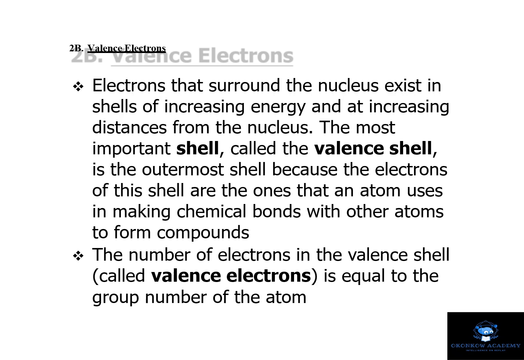Now, a crucial concept: valence electrons. Electrons orbit the nucleus in shells of increasing energy. The outermost shell, called the valence shell, is the most important because these are the electrons an atom uses to form chemical bonds. The number of valence electrons equals the group number of the element on the periodic table. Yes, that is very important. This is why group number matters so much in chemistry. So the valence electrons are the outermost shell electrons, right? And they are very, very important as far as chemical reactions are concerned.